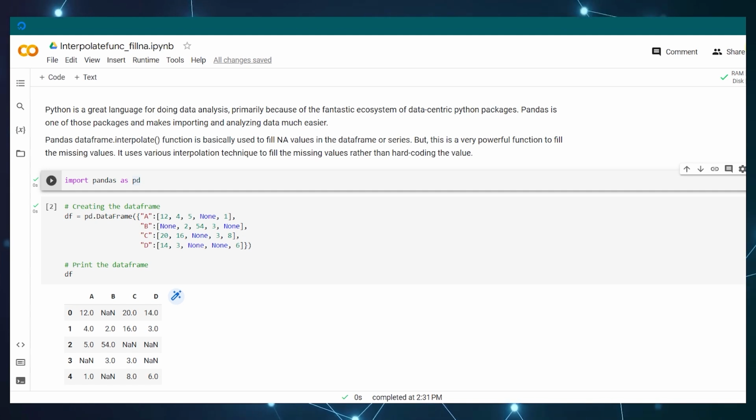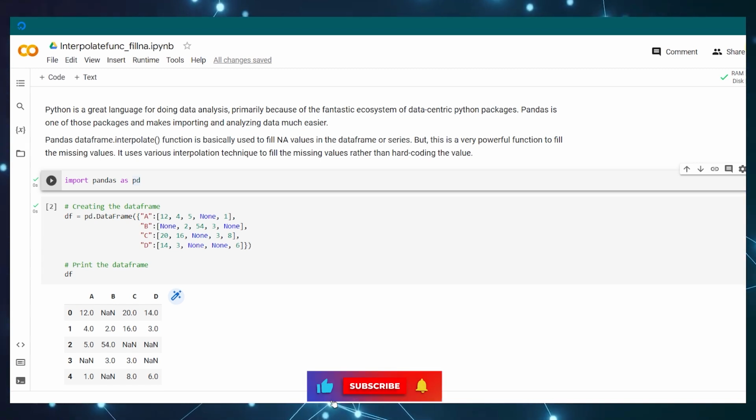So first we will try and understand what the interpolate function actually does. This function is basically used to fill missing values in the data frame or the series. It is a very powerful function to fill the missing values, okay? It uses various interpolation techniques to fill the missing value rather than hard coding the value. Okay, so I hope this is clear.